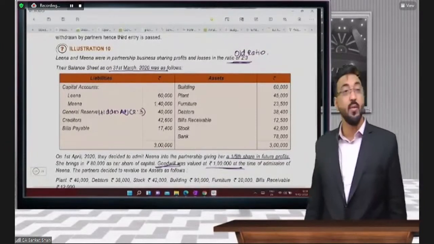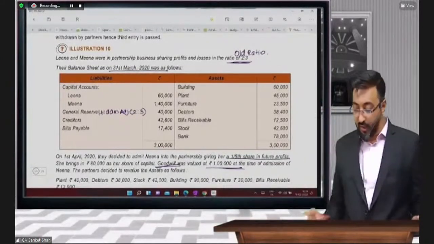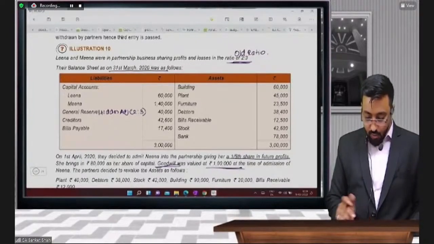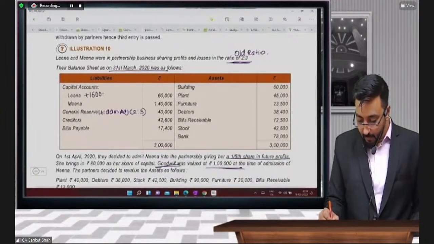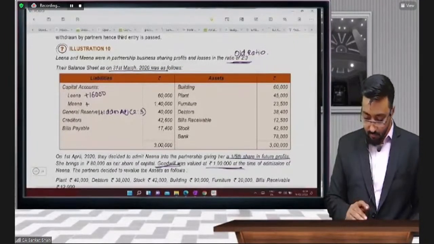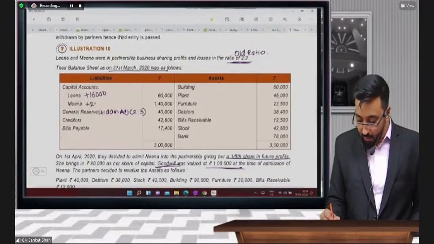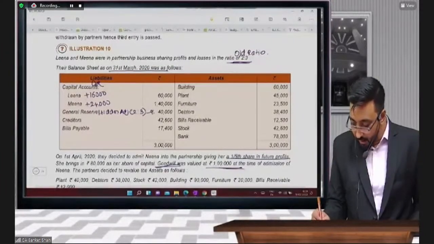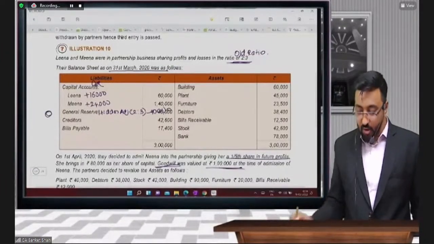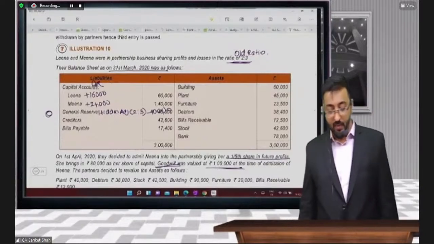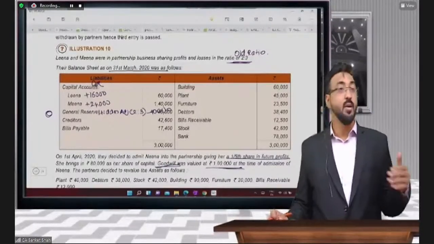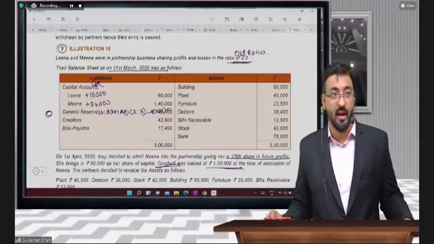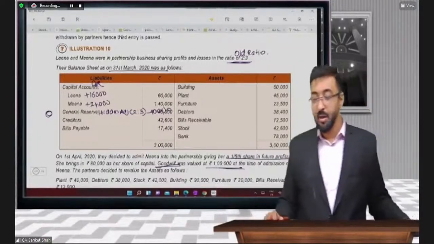You will divide it in the 2:3 ratio. General reserve 40,000 divided by 5 into 2 is equal to plus 16,000, and plus 24,000. So this is the general reserve adjustment. And from here deduct 40,000, which means your general reserve will be 0. So for the hidden adjustment, you will transfer the general reserve. Your capital will get increased, so add it to capital. Okay, so capital account credit side.